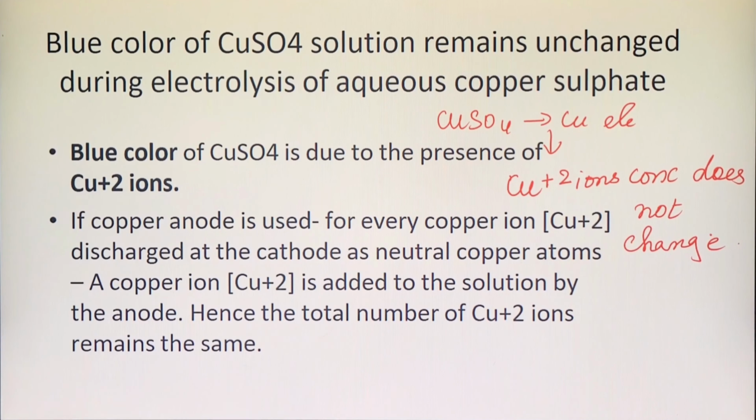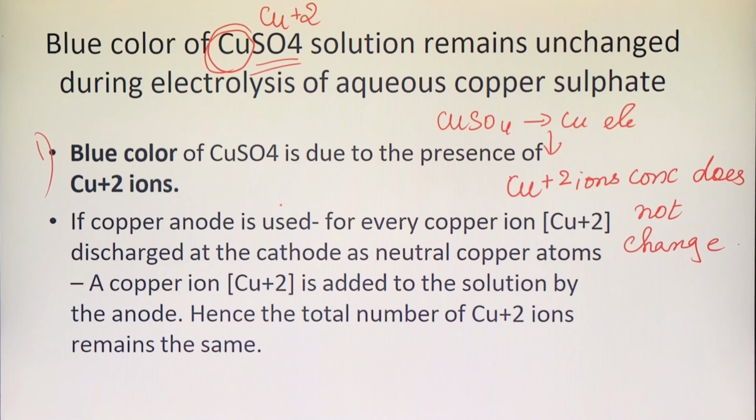What is point number 1 you have to write? A very, very famous board question that they will ask you. The point number 1 that you will write here is blue color. We know in copper sulfate, SO4 does not play any role in that blue color. Clear? Which is the cation that is responsible for blue color? It is Cu2+. Clear?